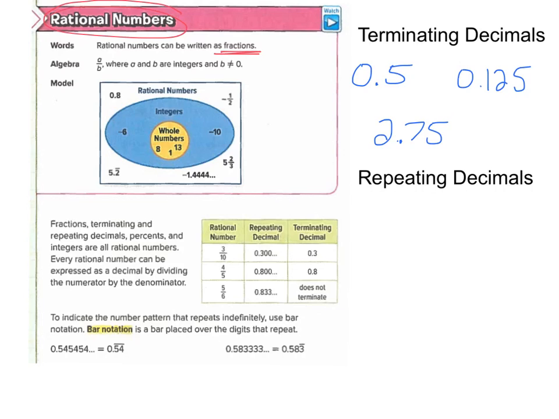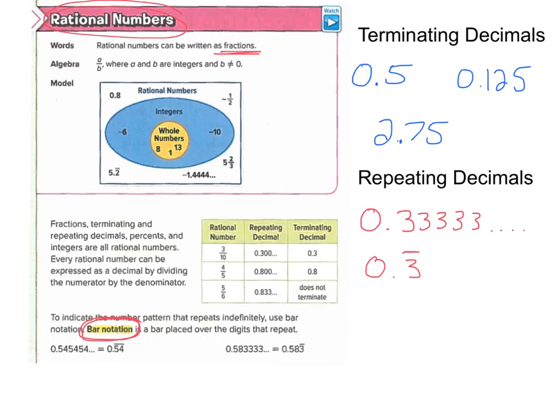A repeating decimal uses something called bar notation. Basically, it puts a little bar over top of whatever part of the decimal is repeating, and that just tells us that that number or those numbers are going to continue repeating over and over again. So for instance, we might have 0.3333333 and on and on and on. So since the 3 is repeating, we'd write it as 0.3 and put a little bar notation over top of it.